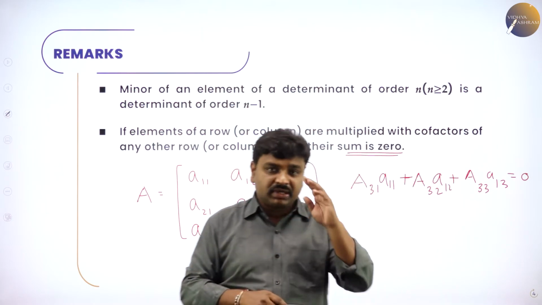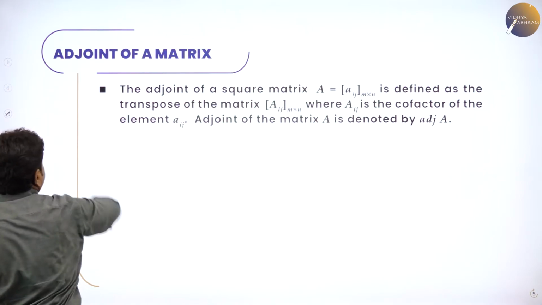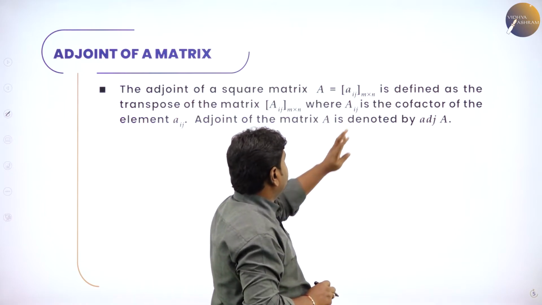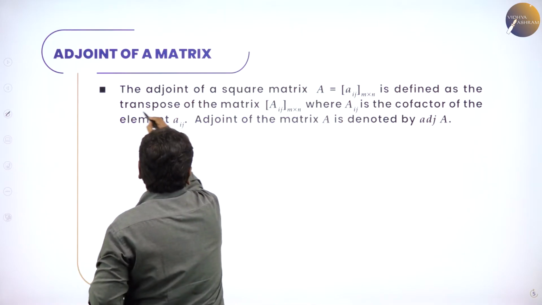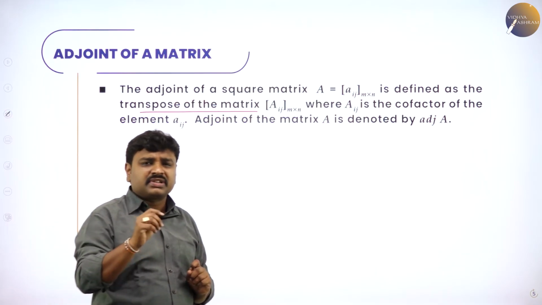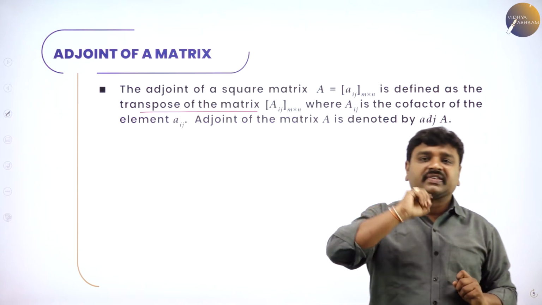This is an important thing you should know. Then the adjoint of a square matrix A is defined as the transpose of the cofactor matrix. Simply speaking, adjoint is the transpose of the cofactor matrix.